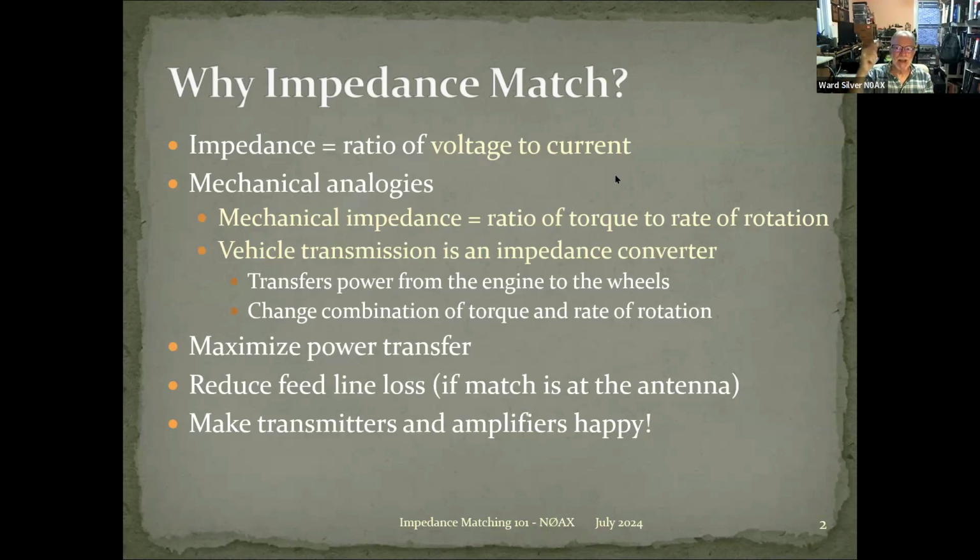The transmission takes that combination of torque and rate of rotation and changes it to a different combination of torque and rate of rotation at the wheels. So when you're driving around and you hear that, what's that is your transmission performing impedance conversion, and it's just matching the engine impedance to the wheels. The idea is to maximize power transfer so that whatever is generating the power, whether it's an engine or a transmitter or an amplifier or whatever, or an antenna working back into a feed line, maximizes the power transfer into whatever the load is.